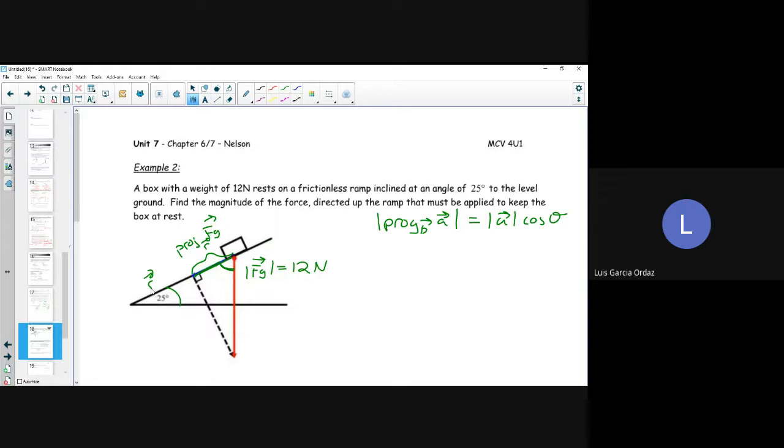So one way to visualize it is you can draw this parallelogram over here.